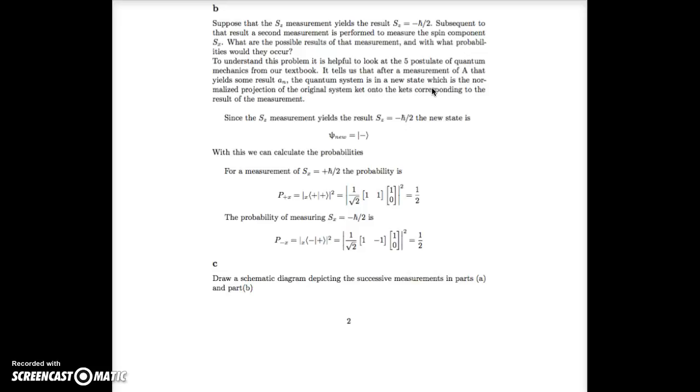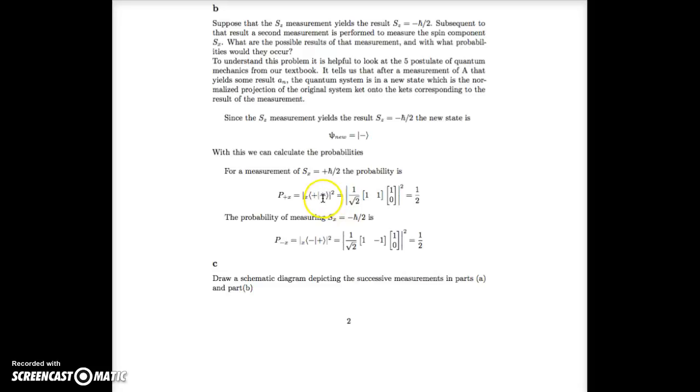In part B, it tells us that the S_z measurement yields the result S_z equals minus h bar over 2. So from this, we know that our new state has to be just spin down on the z-axis. So this is what our new state will look like. From this, we can calculate the probabilities. For a measurement of S_x equals plus h bar over 2, the probability is this.